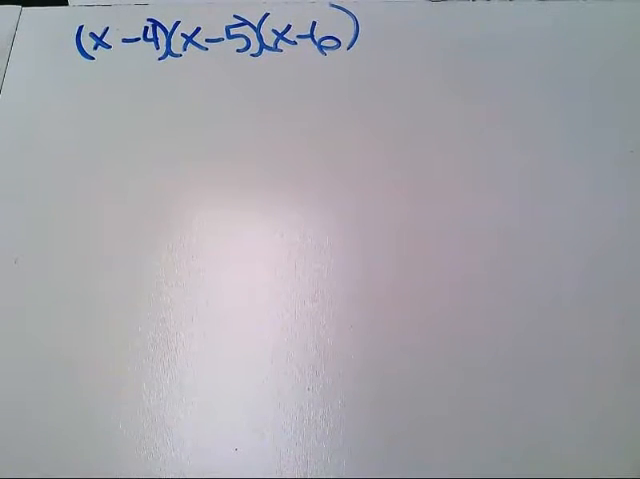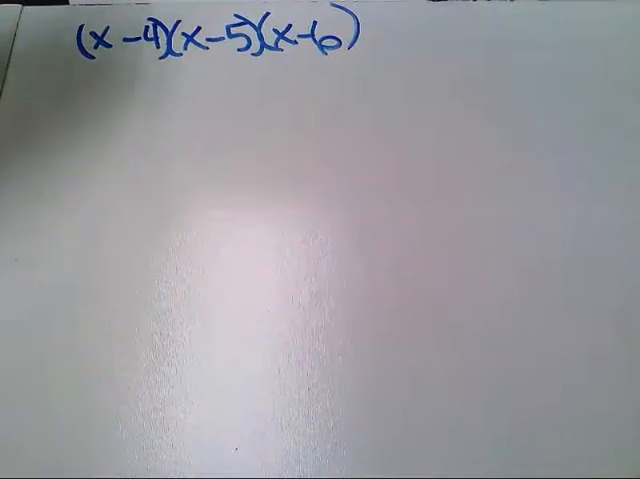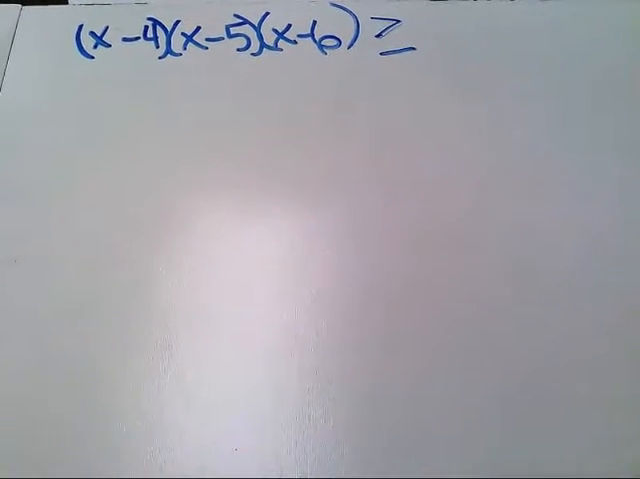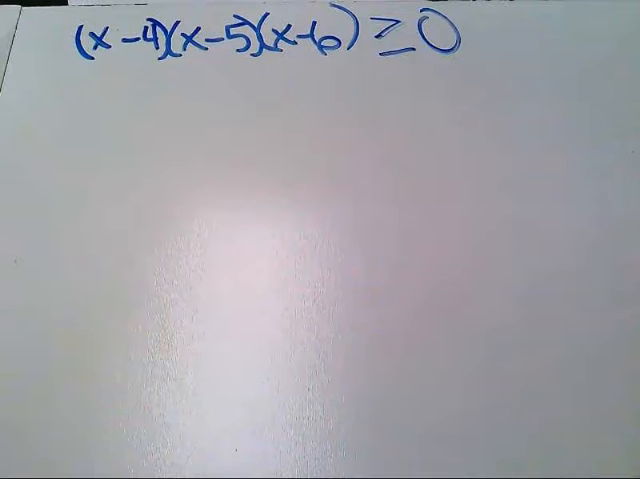All right, so now I want to show you all how to use a sign chart to determine where a function is greater than or less than 0, simply meaning whether the function is positive if it's greater than 0 or negative if it's less than 0. So we have the function here, and this is number 1 on page 2 of your handout, and we're looking for where this function is going to be greater than or equal to 0. So in other words, where the function is positive.